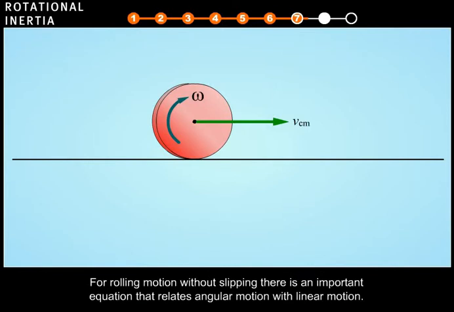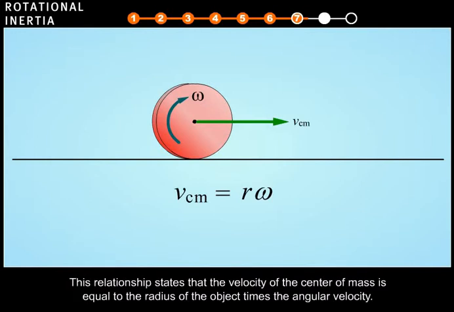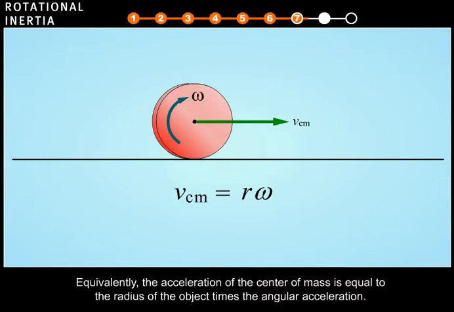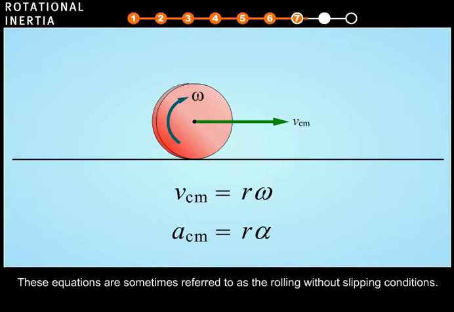For rolling motion without slipping, there is an important equation that relates angular motion with linear motion. This relationship states that the velocity of the center of mass is equal to the radius of the object times the angular velocity. Equivalently, the acceleration of the center of mass is equal to the radius of the object times the angular acceleration. These equations are sometimes referred to as the rolling without slipping conditions.